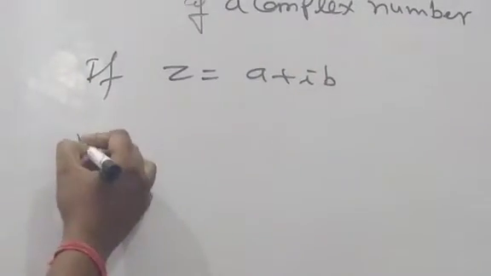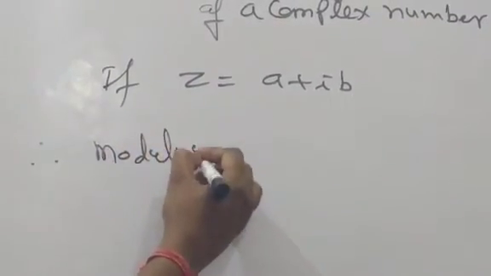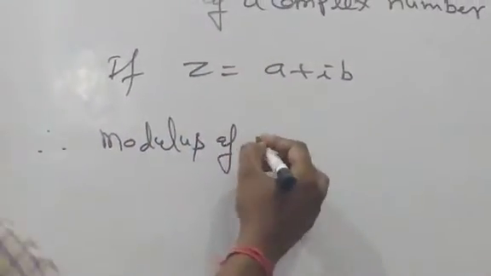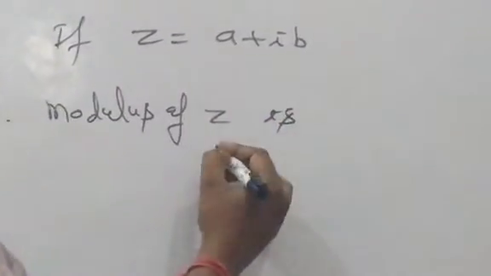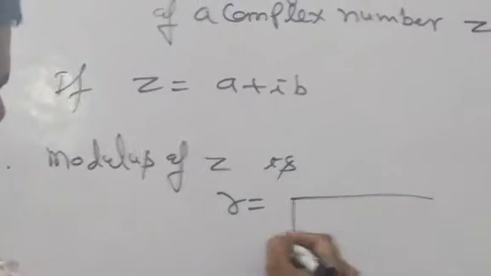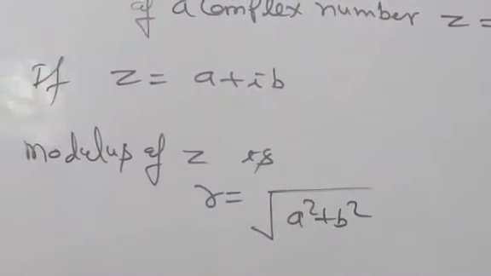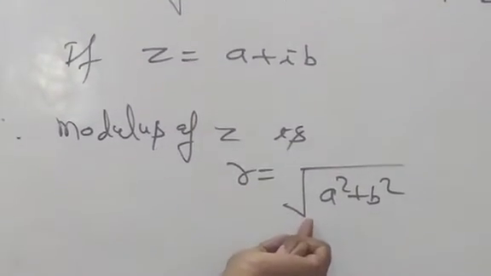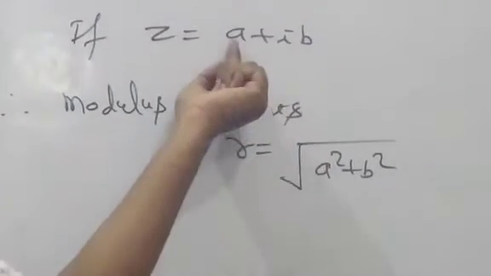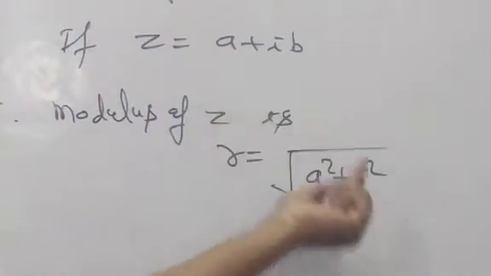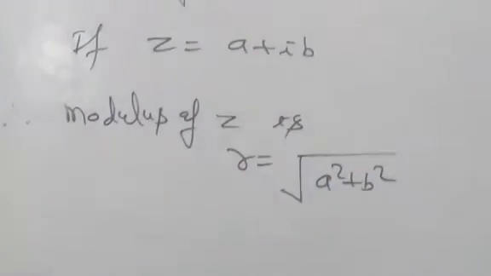Therefore, the modulus of z is r is equal to under root a square plus b square. It means only the square root of the sum of squares of the real part and the imaginary part.